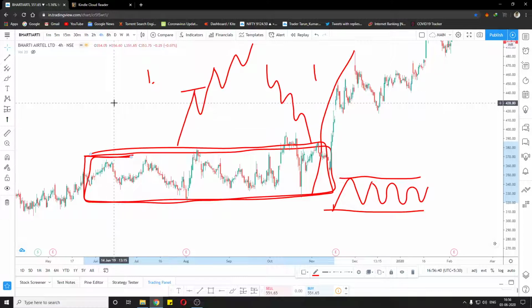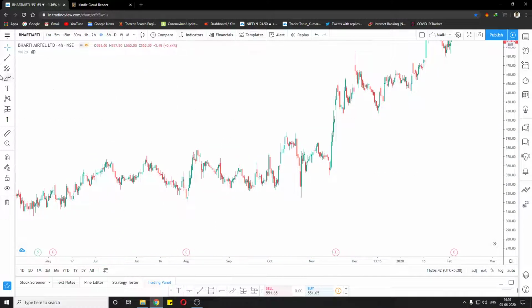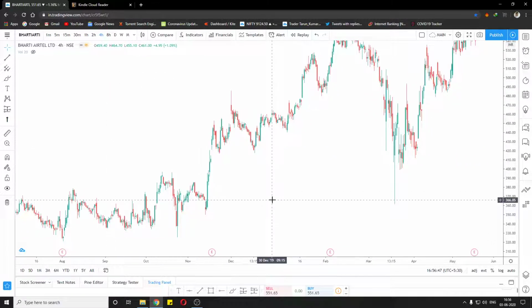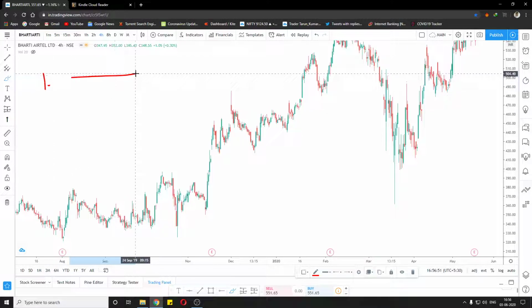I hope you got an idea of what is an uptrend, a downtrend, and a sideways market. In the next video, we will talk about 3 things: what is support, what is resistance, and what is a trend line.